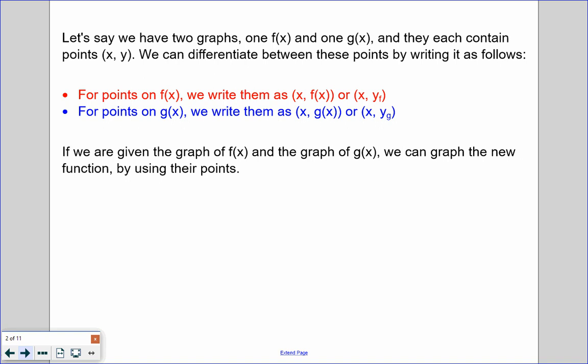Okay, so it says, let's say we have two graphs. One is f of x and one is g of x, and they each contain points x comma y. We can differentiate between these points by writing it as follows. For points on f of x, we can write them as x comma f of x or x comma y, and then put a little f there to say that these are the points on the f graph. Then we can do the same thing for the points on the g graph. If we are given the graph of f of x and the graph of g of x, we can graph the new function by using their points.